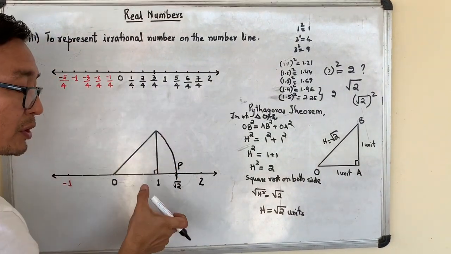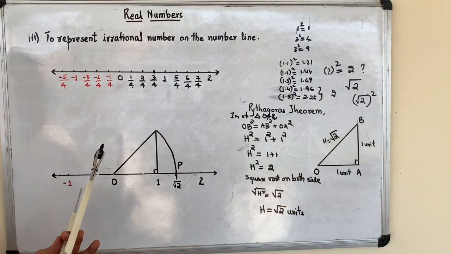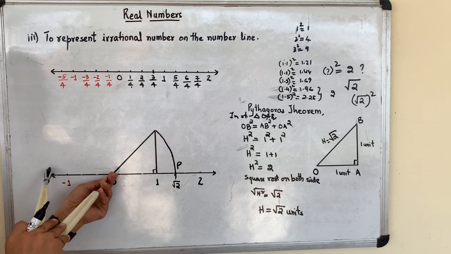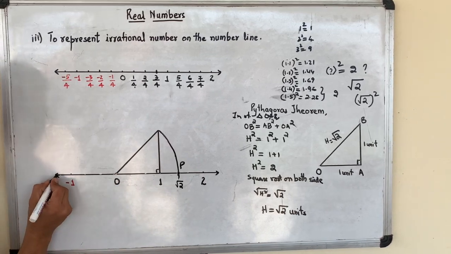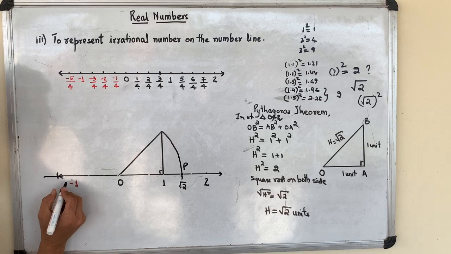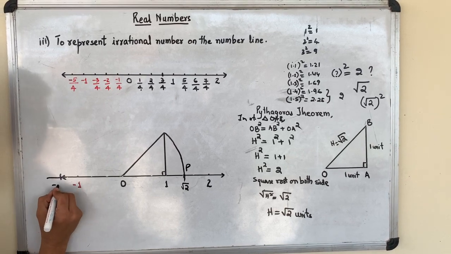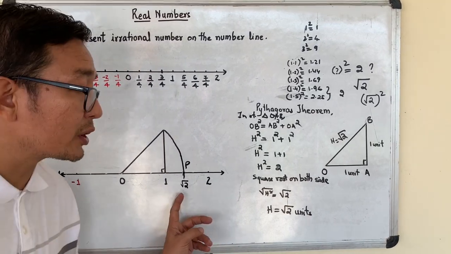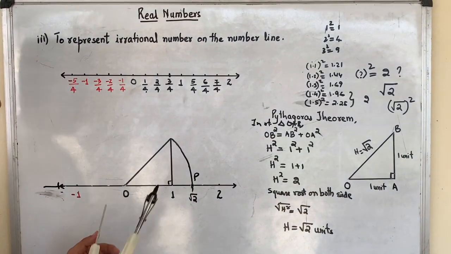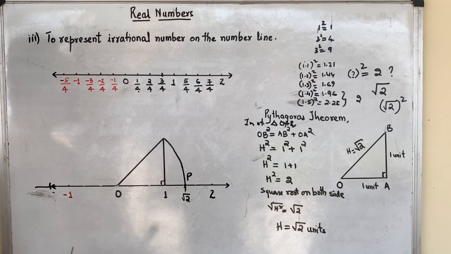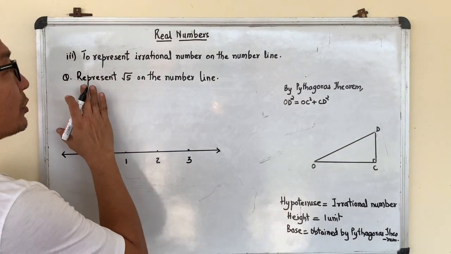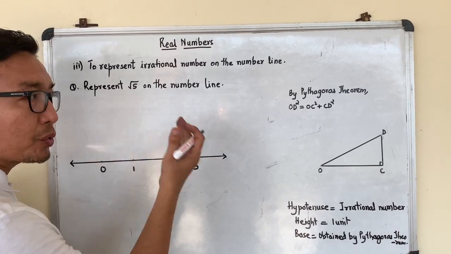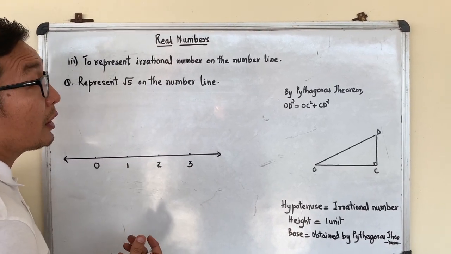You will also get a negative root 2, so the negative 1 gives the negative root 2, right? So this is how we represent root 2 on the number line. But if you are asked to represent root 5 on the number line, we apply the Pythagoras theorem.